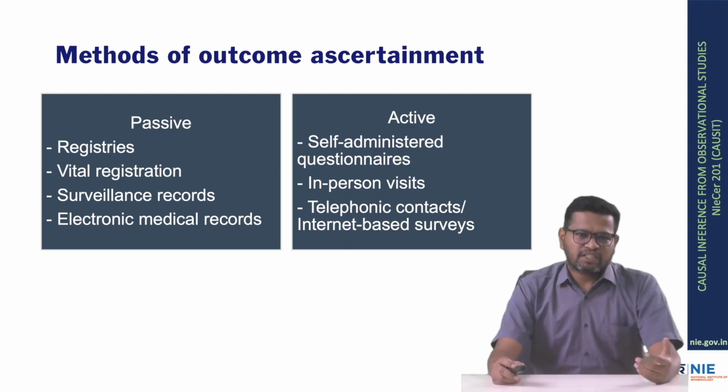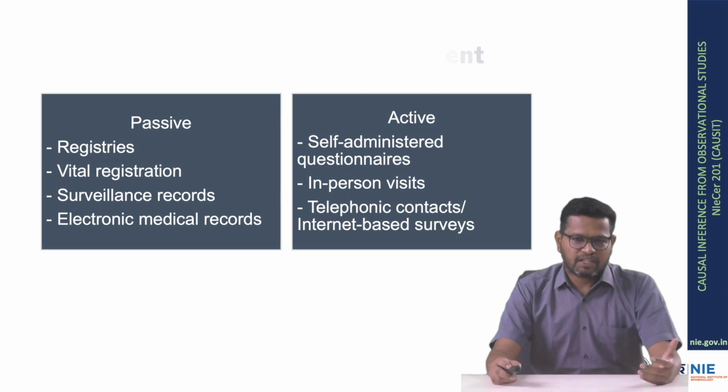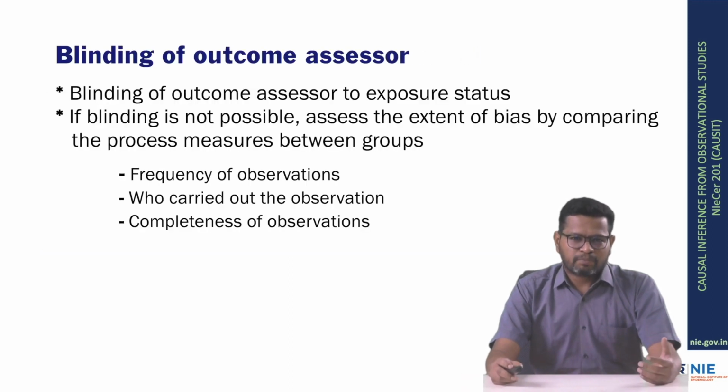The most labor intensive and gold standard method for collecting data on health is a periodic medical examination. To prevent observer bias, it helps if the person gathering the data or determining the outcome does not know the participant's exposure status. If blinding is not an option, if we cannot blind the outcome assessor, we can evaluate bias by comparing process measures between groups. For example, we can look at the frequency of observations, who conducted them, and how thorough the observations were.